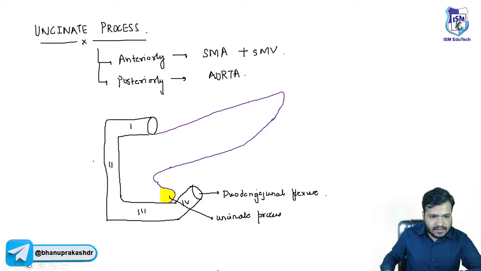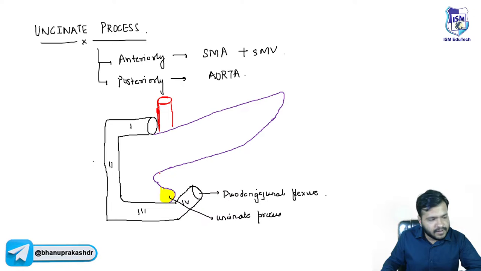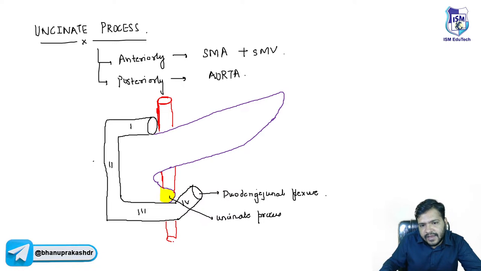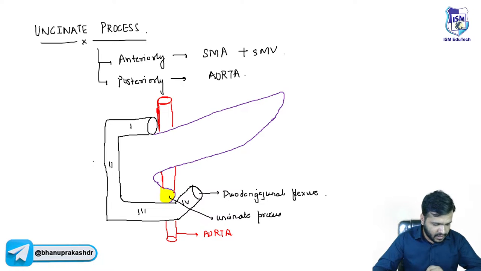Now, beta, behind this particular pancreas, what is passing? It is the aorta. You should be knowing that this is, for example, the aorta, which I'm just trying to draw. Now, this is the abdominal aorta, which is passing behind. Just try to show it behind the uncinate process, and it is like this, beta. So, this is the aorta. If I ask you what is passing behind the uncinate process, it is the aorta.